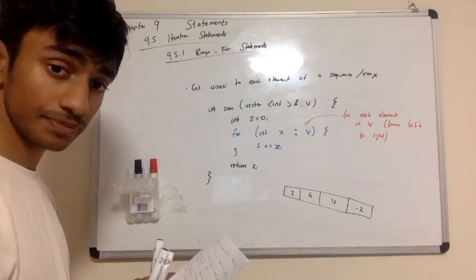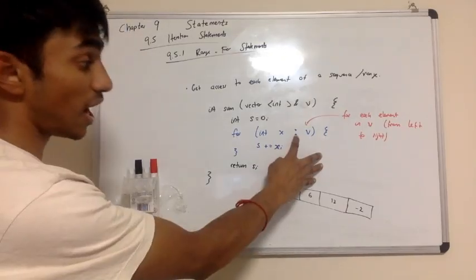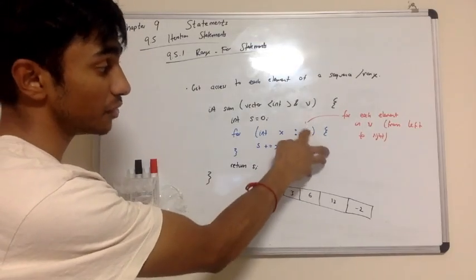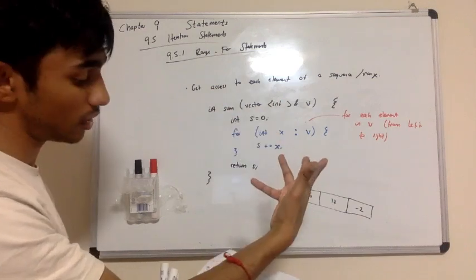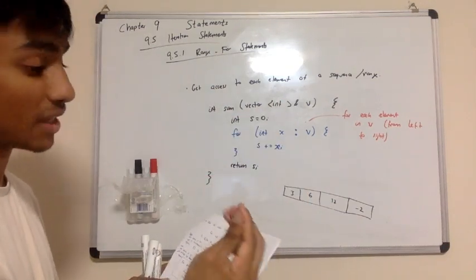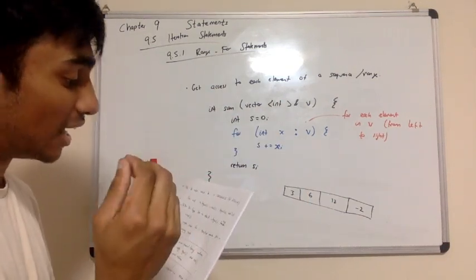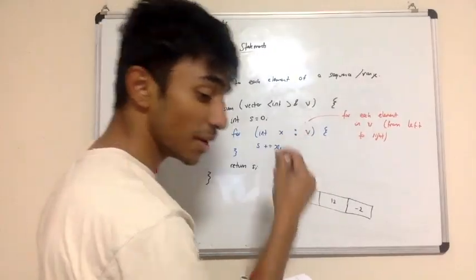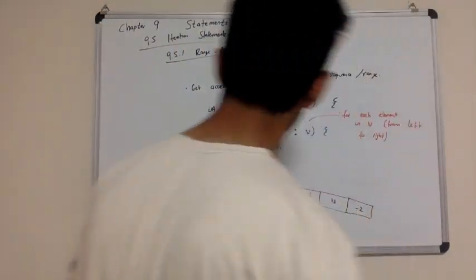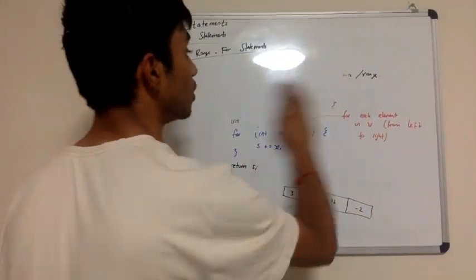After the colon must be a sequence. So after the colon here, what is allowed to be on this side? We can see that vectors can be there. I believe simple arrays can be there. But in general, there must be a sequence. Now, what is a sequence? What is the specific definition in C++ of a sequence?